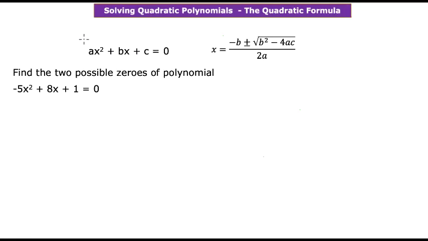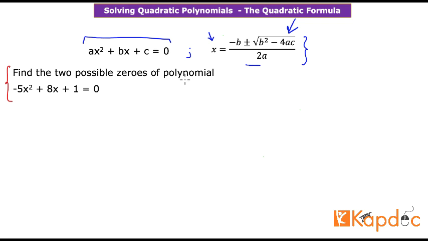So to summarize that, we have a polynomial in a general form, ax squared plus bx plus c equals 0. And for this polynomial, we can find the two possible zeros using the quadratic formula that we just obtained. And that quadratic formula uses the values a, b, and c as given in this expression. Okay. So the task is we need to find the two possible zeros of the polynomial minus 5x squared plus 8x plus 1 equal to 0.